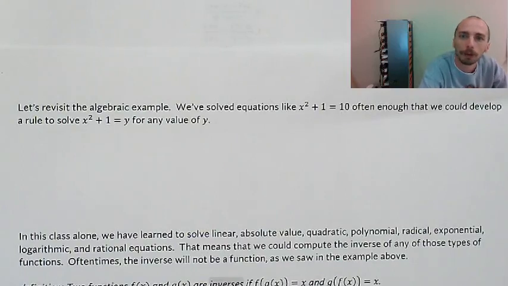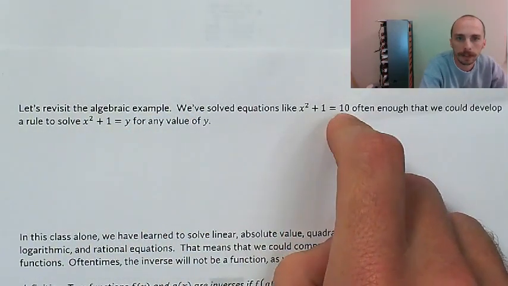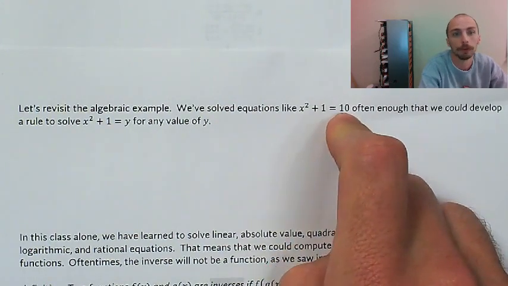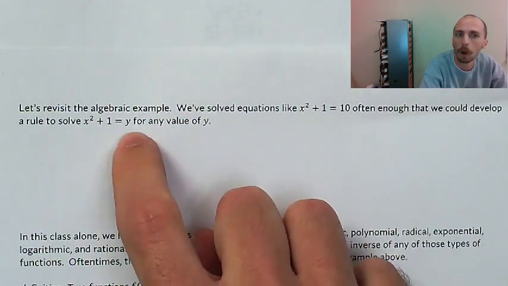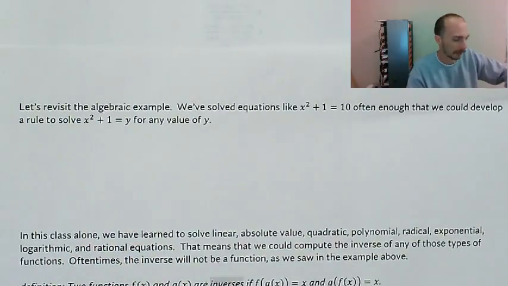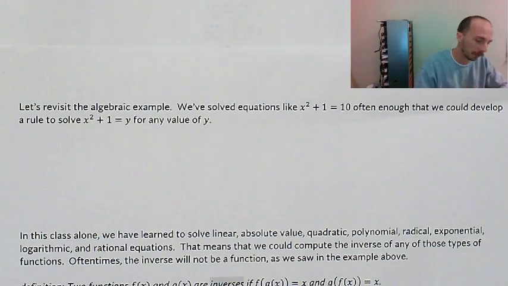Now I'd like to go back to that algebraic example. We've solved that type of equation so many times in this class, we could probably just develop a rule to solve it for any y value here, right? We did 1, we did 5, we did 0, and even in this class we found that there were some imaginary solutions to that equation. We can solve this for any value of y, we can solve for x. And that's my main message here: finding an inverse is really just solving for x. And so there's going to be a lot of solving for x on the homework tonight.